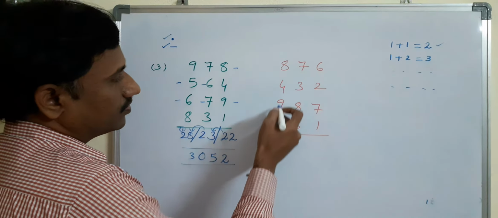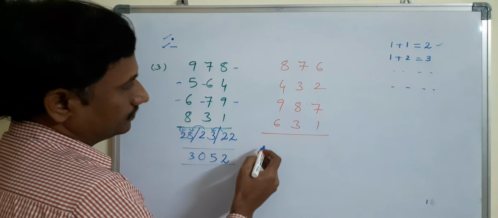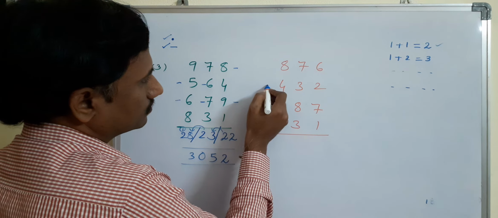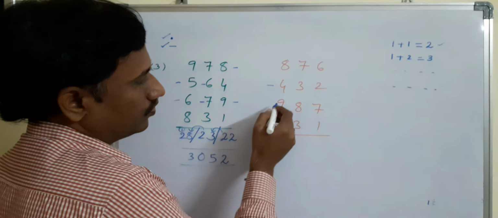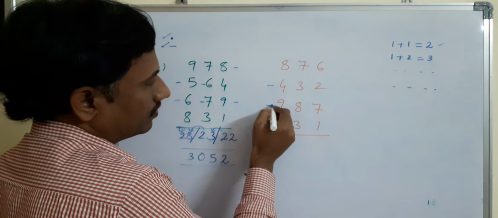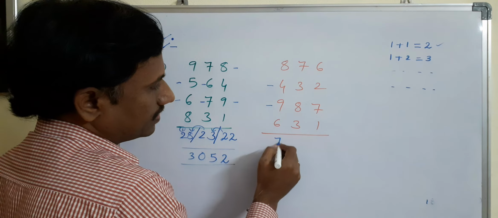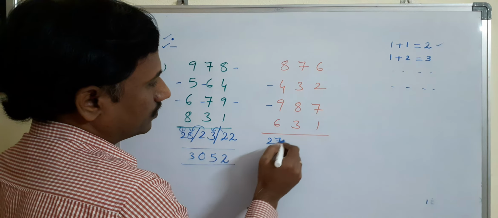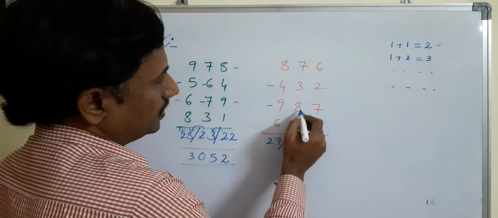Start from top to bottom or bottom to top in each column. 8 plus 4, 12. 12 means bar 2. 2 plus 9, 11. 11 means bar 1. 1 plus 6, 7. And how many bars are we having? 2. 27. Next.